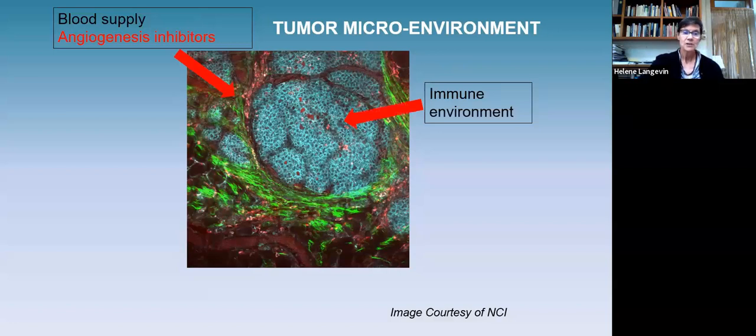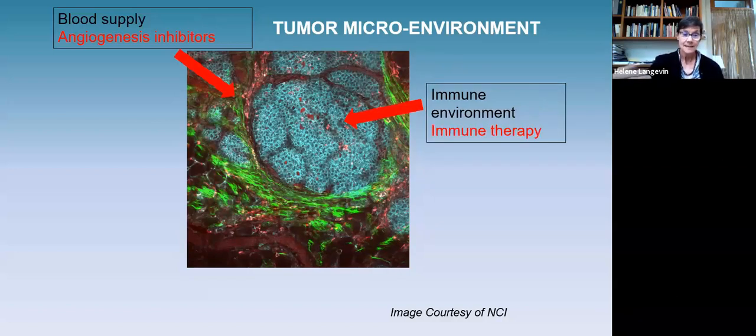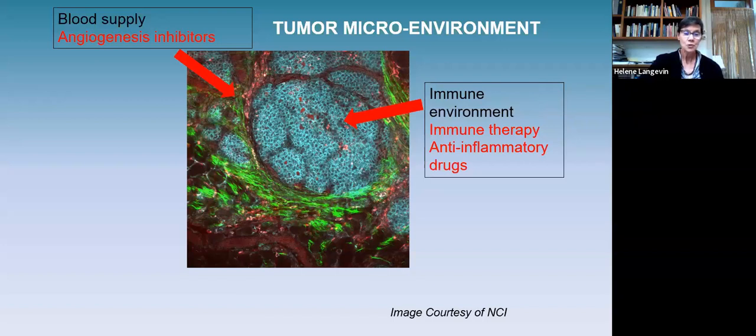Another area that has picked up a lot of interest, especially in the last 20 years, has been the immune tumor environment. And this has led to the development of immune therapies, such as immune checkpoint inhibitors. And because chronic inflammation has a well-documented cancer-promoting effect, there is a lot of interest in using anti-inflammatory drugs in both the prevention and the treatment of cancer.